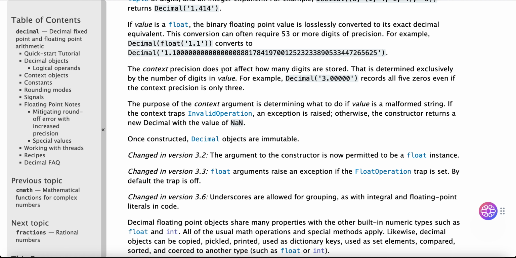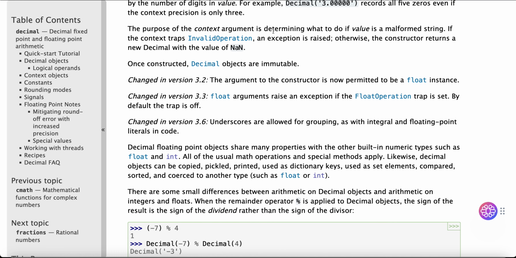The context precision does not affect how many digits are stored. That is determined exclusively by the number of digits in value. For example, Decimal('3.00000') records all 5 zeros even if the context precision is only 3. The purpose of the context argument is determining what to do if value is a malformed string. If the context traps InvalidOperation, an exception is raised. Otherwise, the constructor returns a new Decimal with the value of NaN. Once constructed, Decimal objects are immutable.